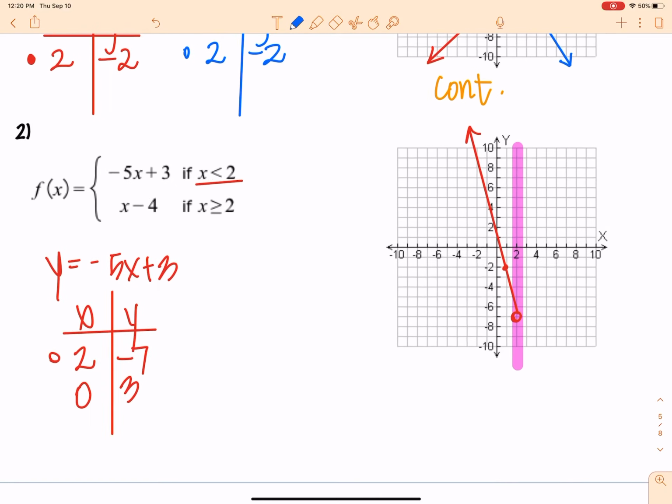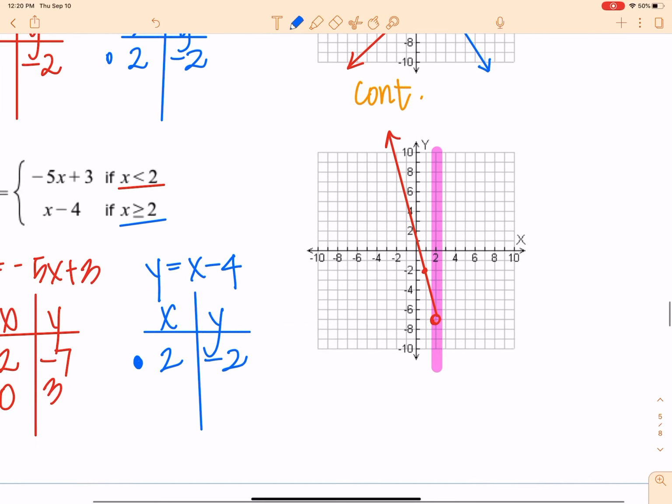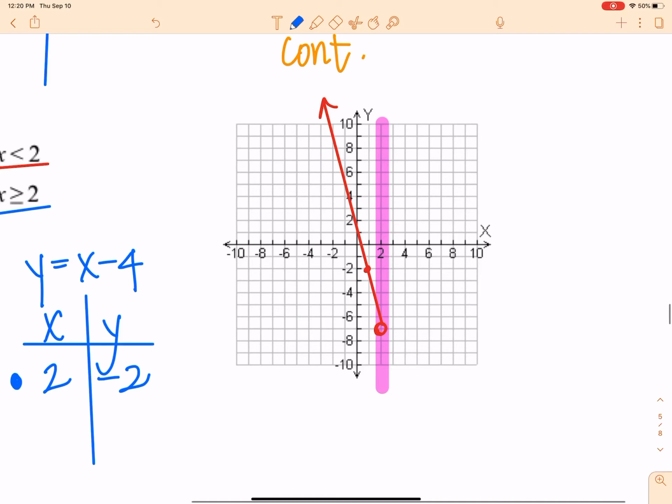So our second equation is y equals x minus 4. Make our table. This is going to be a solid circle because of the sign. And this is going to go in the second boundary because its x is greater than or equal to 2. So we're going to pick 2 again because of the boundary line. We plug it in and we're going to get -2. So 2, -2 with a solid circle.